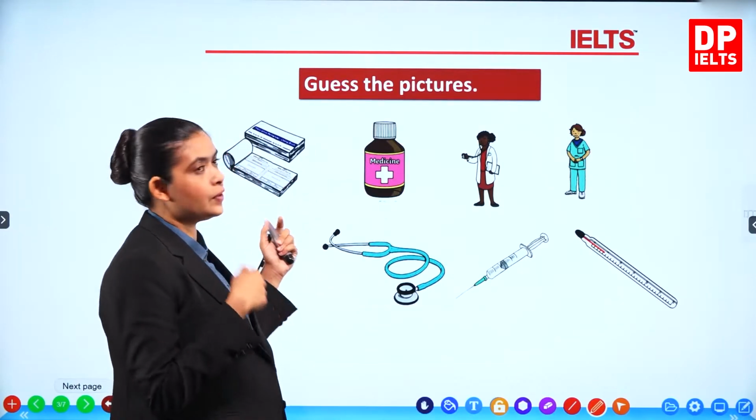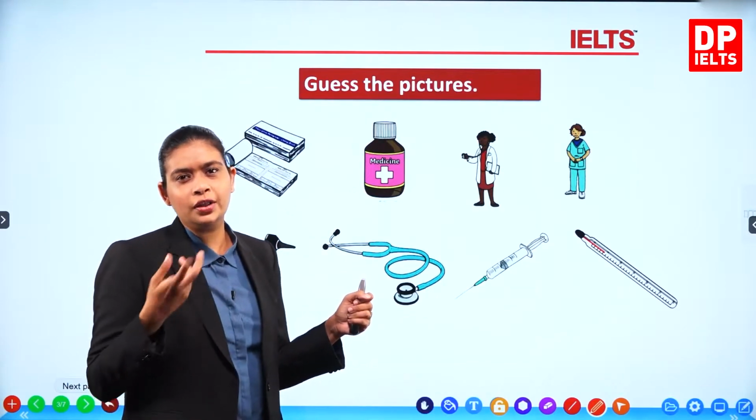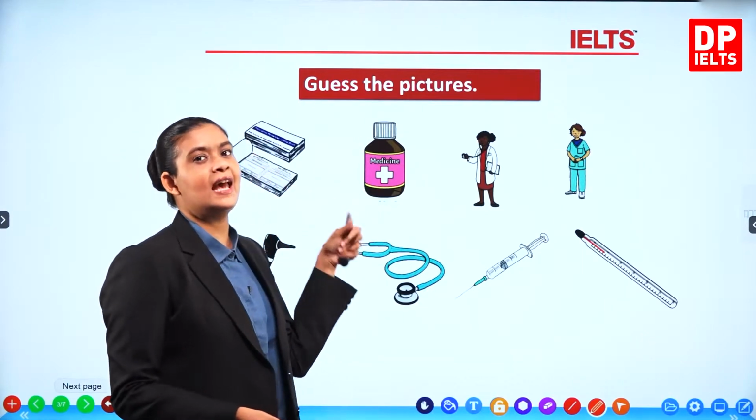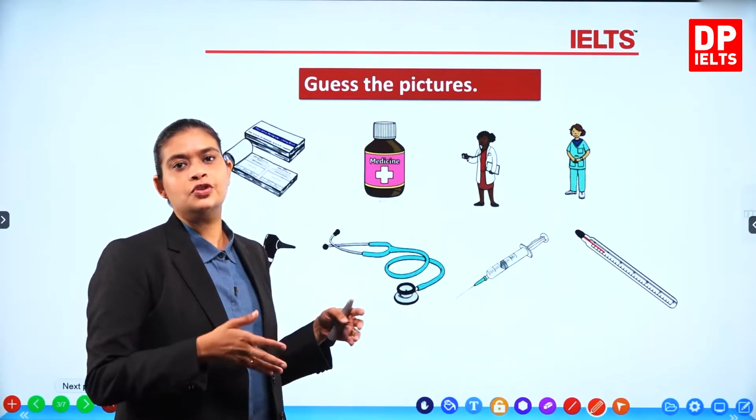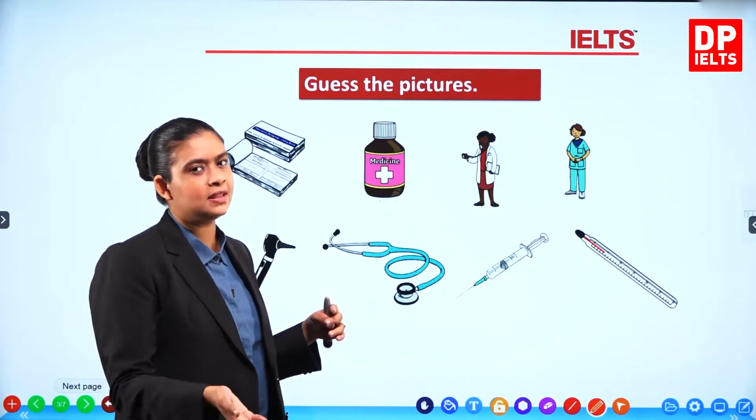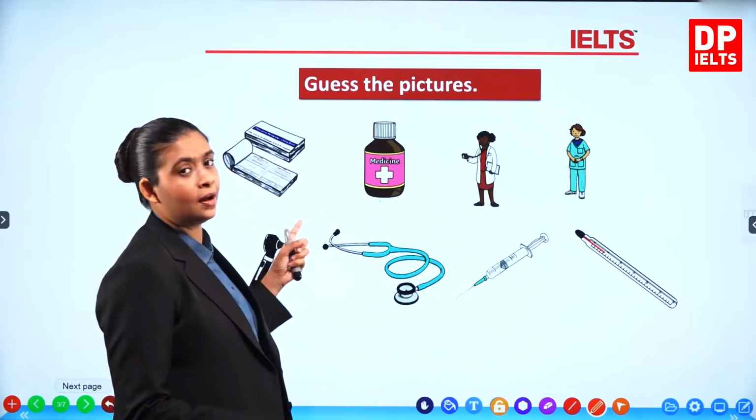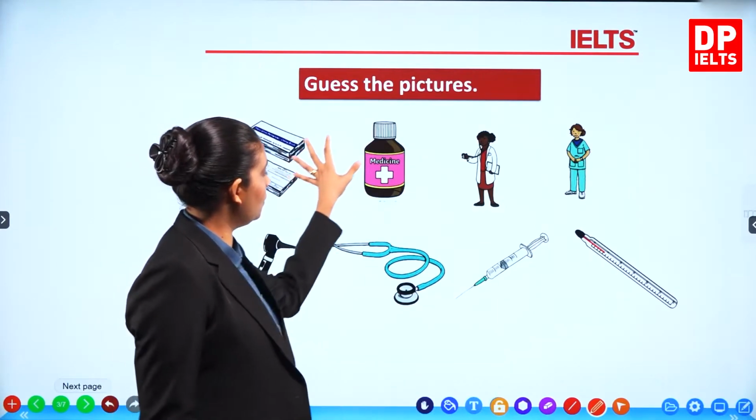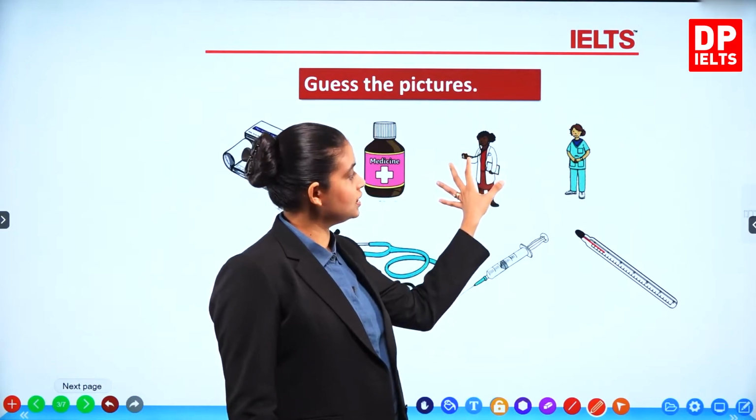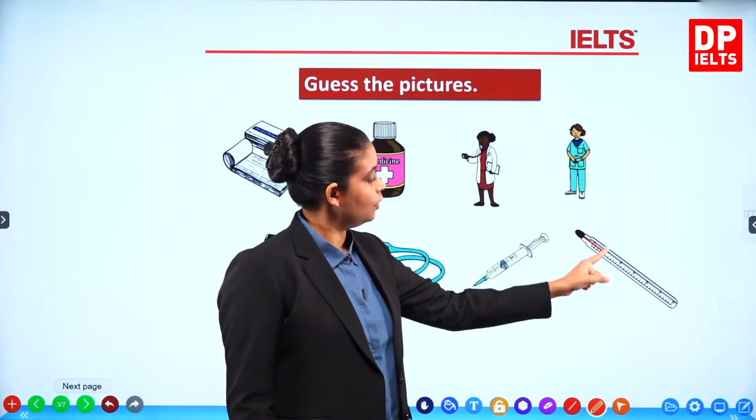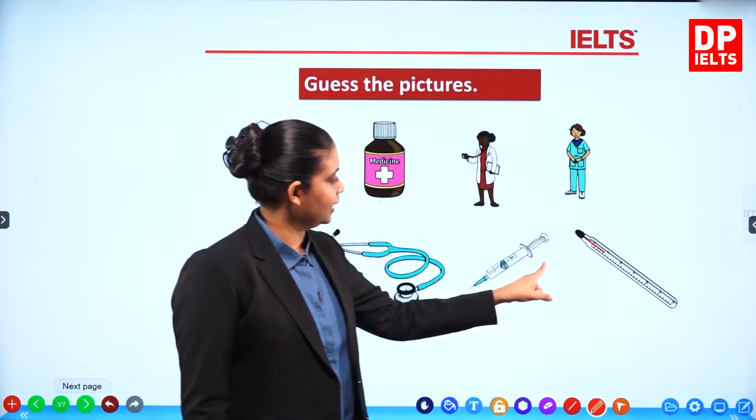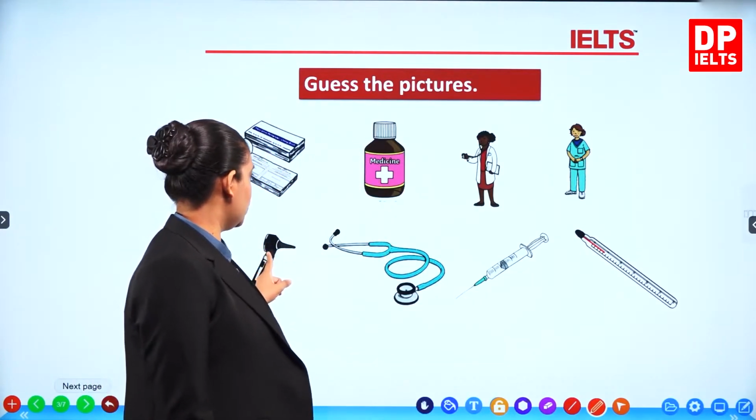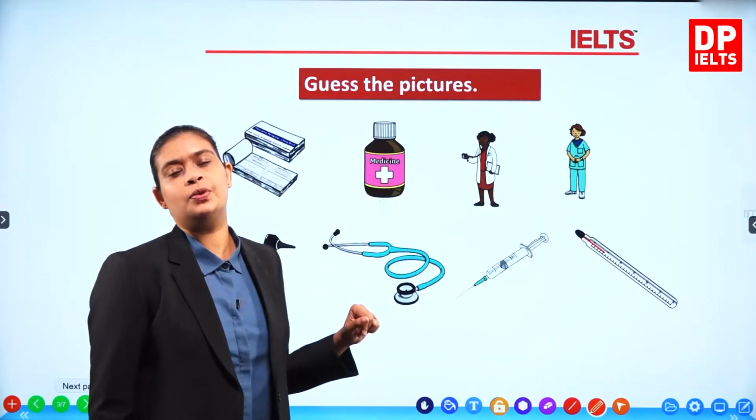These ones are prescription books, right? But not the ones that usually doctors give us, but you could use these prescriptions at the pharmacy, right? So usually when you go to see the doctor, you have a pharmacy there. So these books are usually kept at the pharmacy, right? So here you have medicine, doctor, nurse, thermometer, injection, stethoscope, ear checking tool, prescription book.